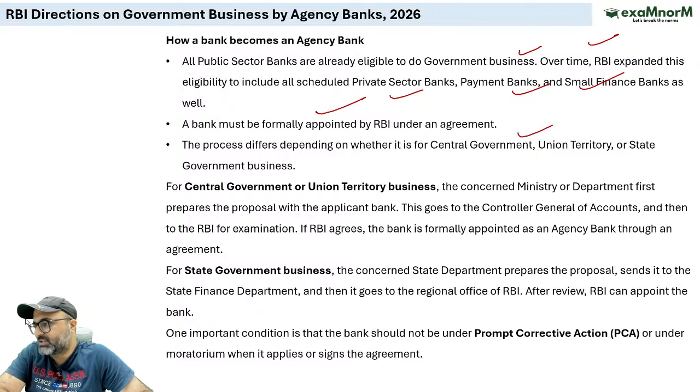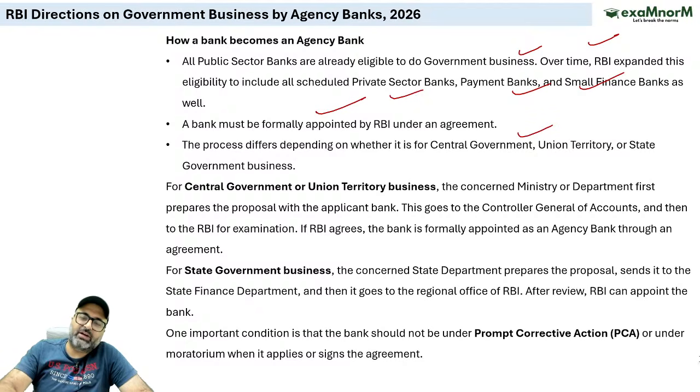What is the CGA? As it is clearly mentioned on the screen, that is Controller General of Accounts. Then it will be sent to RBI. RBI will examine it. अगर RBI को लगे कि सही है, then RBI will allow. Then RBI will allow that bank to operate as an agent to the given department or maybe to the said government we are talking about. ठीक है? In case of state government, method is quite different.